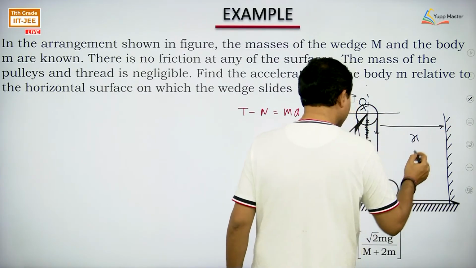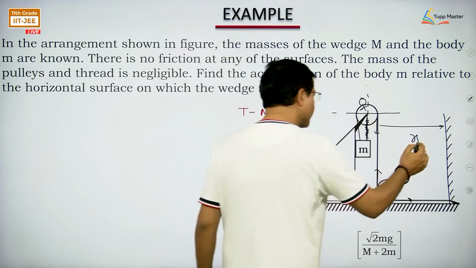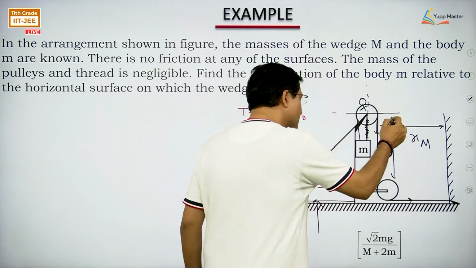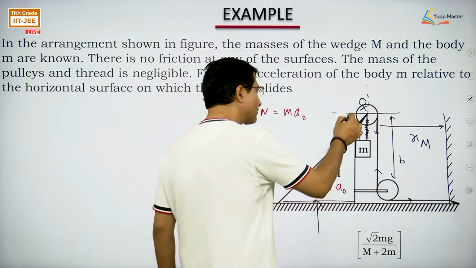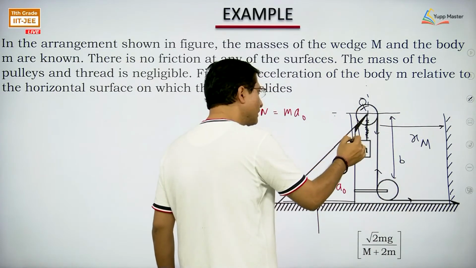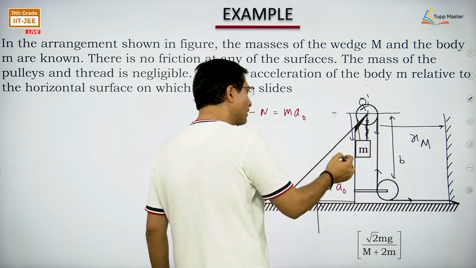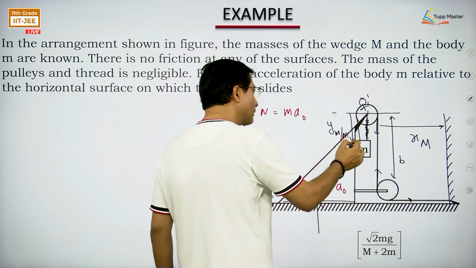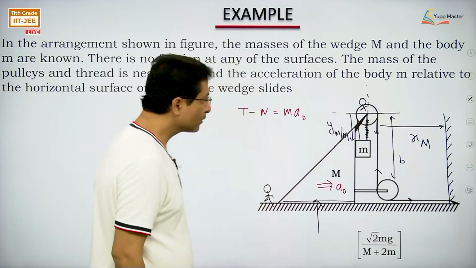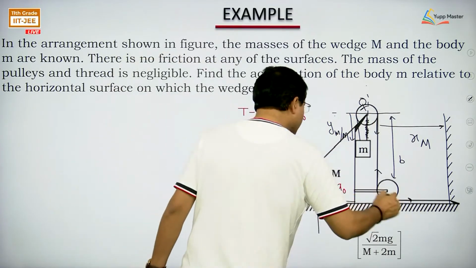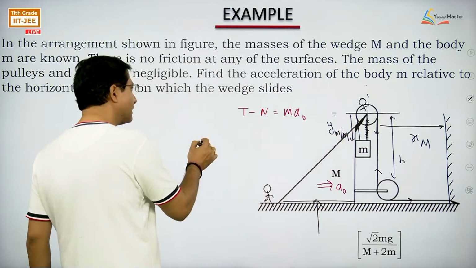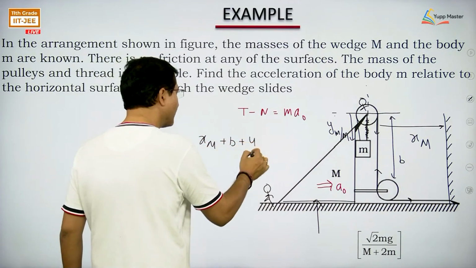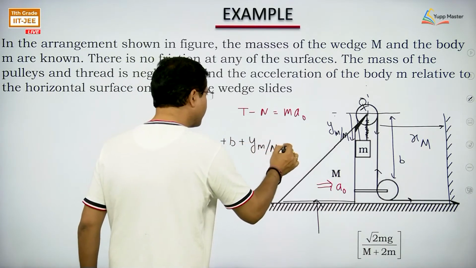x capital M, and this length is constant b, and with respect to this one pulley, let the position of this small m be y, small m with respect to capital M, the pulley being part of this capital M. So if I write the length of the string, then I'll get x of capital M plus b plus y of small m with respect to capital M is equal to L.